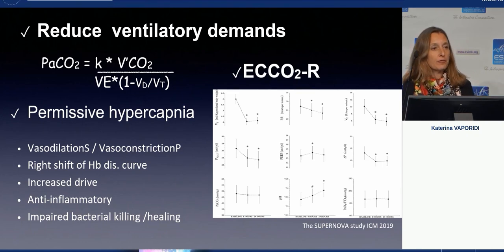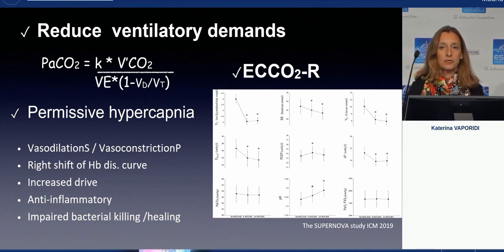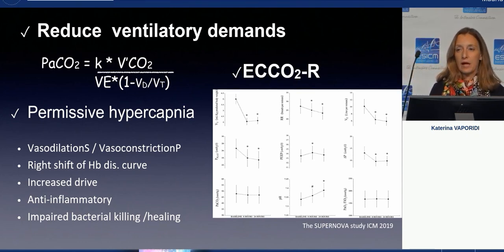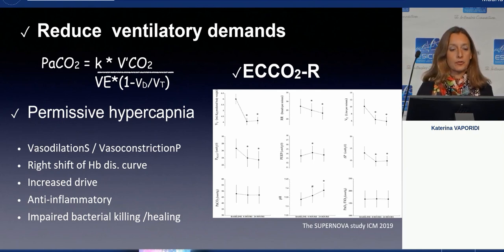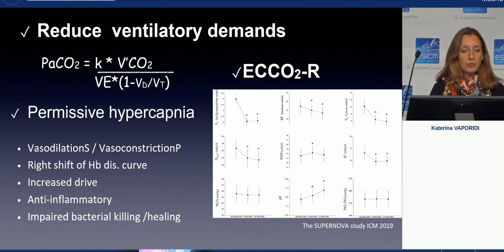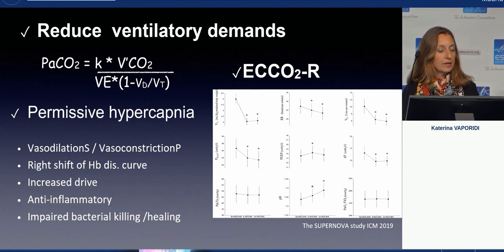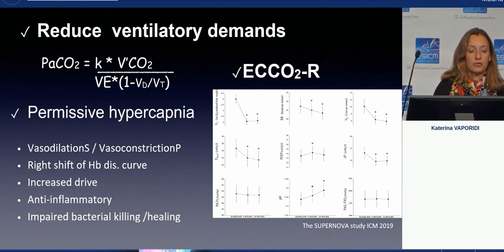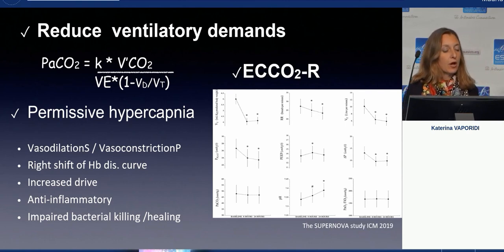If you cannot get rid of CO2, maybe you can consider accepting it, so permissive hypercapnia. This is also not free of charge. It comes with certain complications and implications. When we have higher CO2, we can have pulmonary vasoconstriction, a right shift of the hemoglobin dissociation curve, and increased ventilatory drive, so the patient may need extra sedation. Also, hypercapnia is associated with anti-inflammatory properties, impaired bacterial killing, and impaired wound healing.